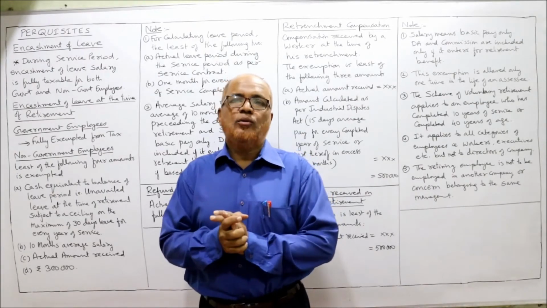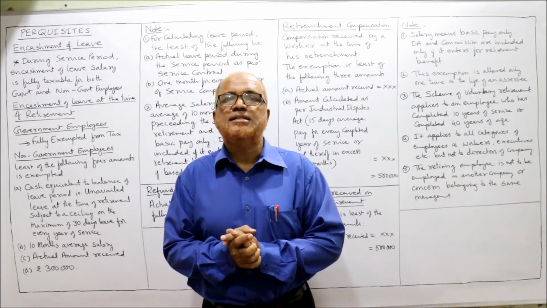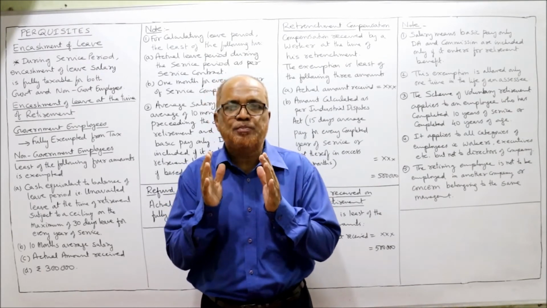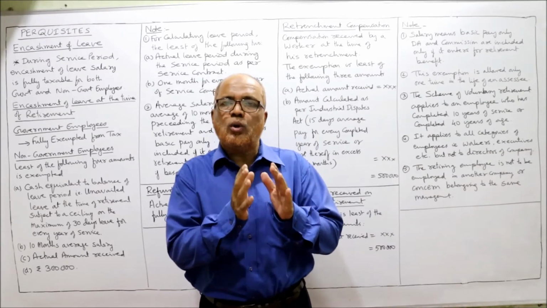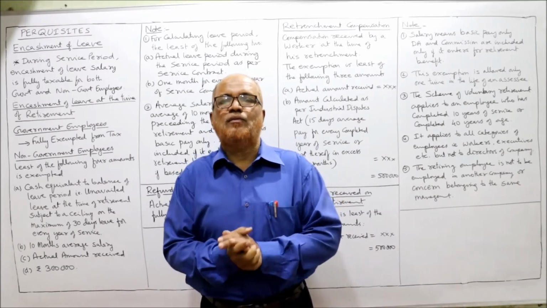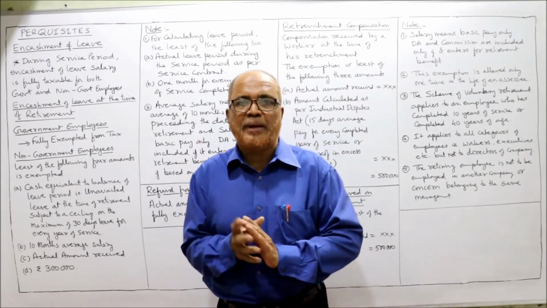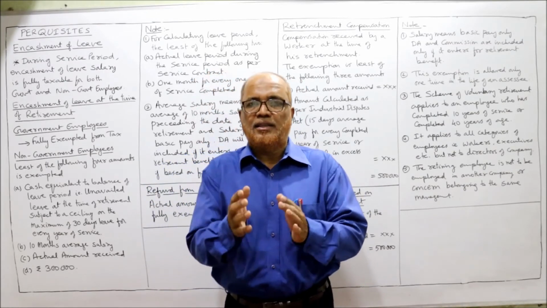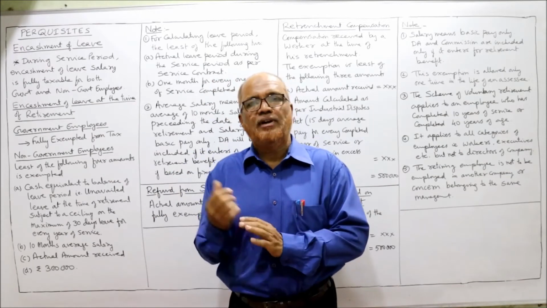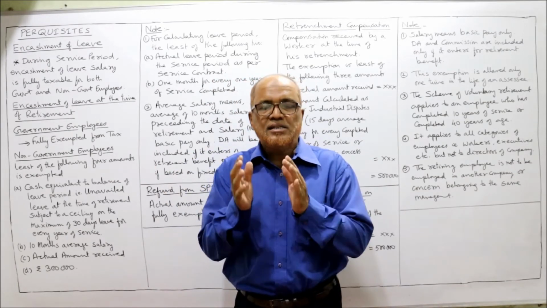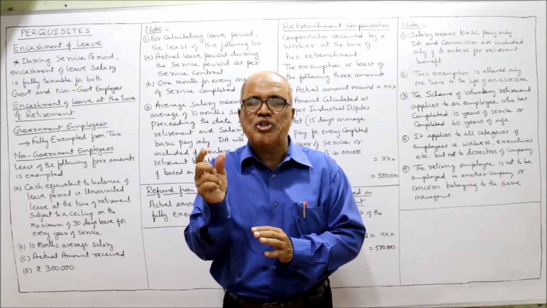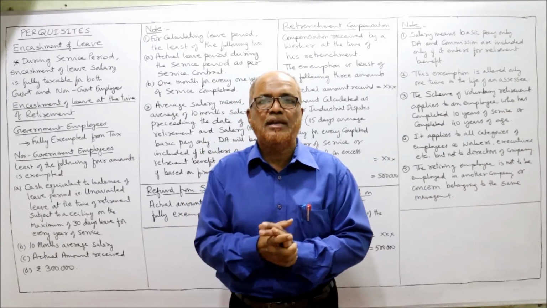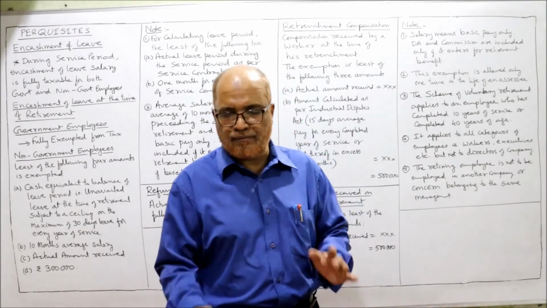Now we'll continue the remaining part of retirement benefits, that means income tax provisions on retirement benefits. Already two items I have discussed in the first part of this video, that is commutation of pension and gratuity. The remaining two or three points we will discuss now. We are studying the income tax provisions regarding the taxability of retirement benefits.